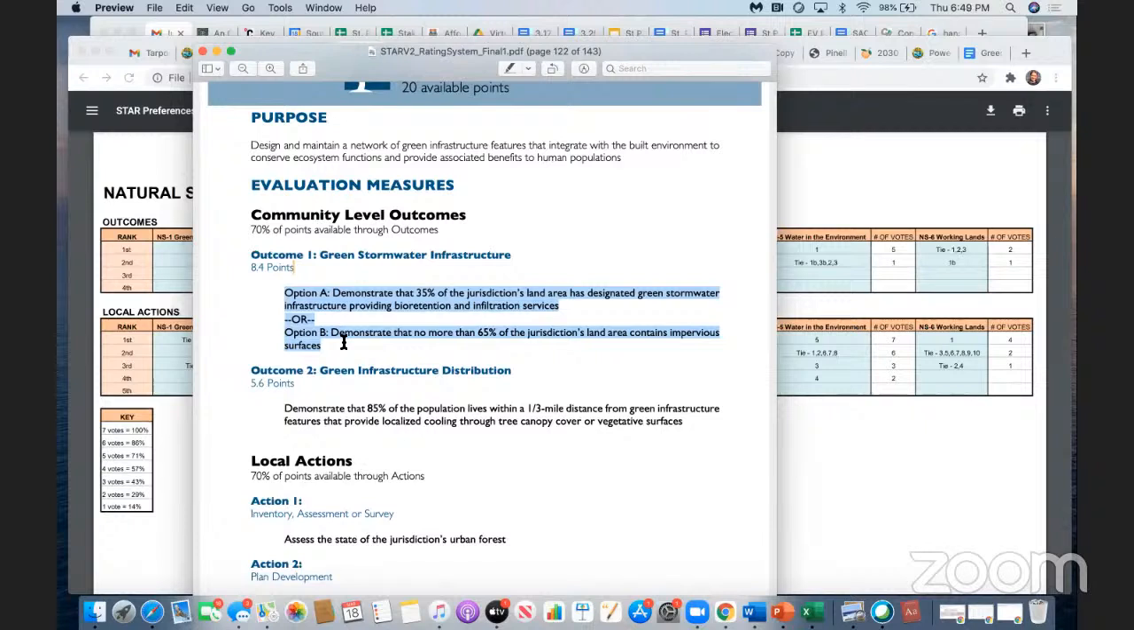Option A is demonstrate 35% of the jurisdiction's land area has designated green stormwater infrastructure, providing bioretention and infiltration services. Or B, demonstrate no more than 65% of the jurisdiction's land area contains impervious surfaces. So I think we need to have a conversation about A or B. If I'm reading that correctly, we would want to focus on one or the other, or both. Thoughts about that?